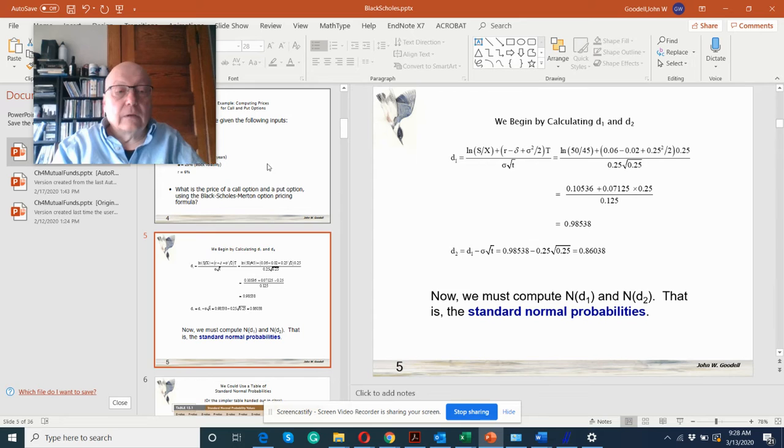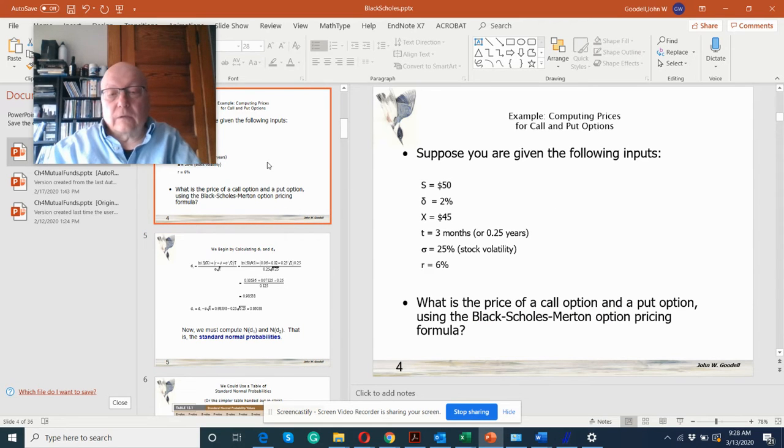Suppose we have these inputs, rather. Stock price 50, X is 45, and so on. We should be able to see that the call price should be more than 5 because the intrinsic value of this option is already 5, and the value of a call is the intrinsic value plus a time value. And also, the value of the call that you get using the Black-Scholes formula will not deviate very much from the market call.